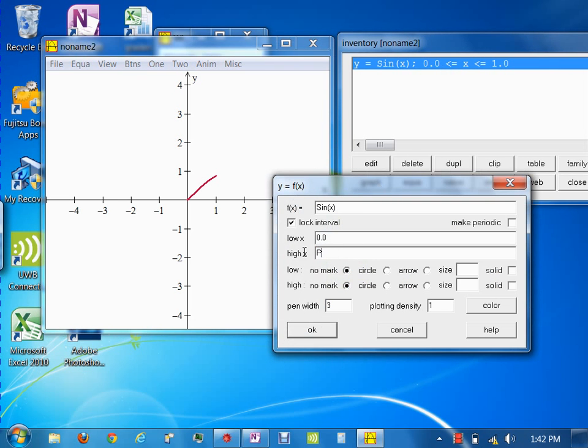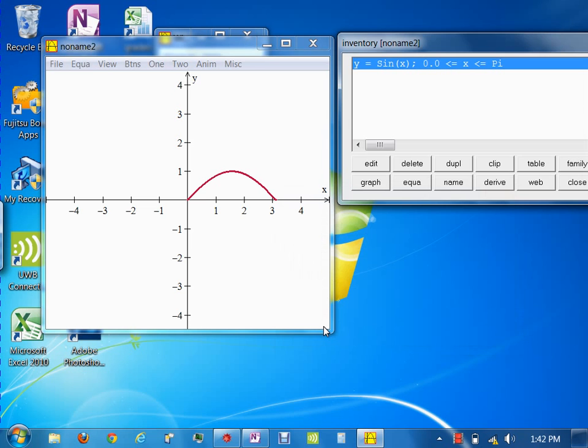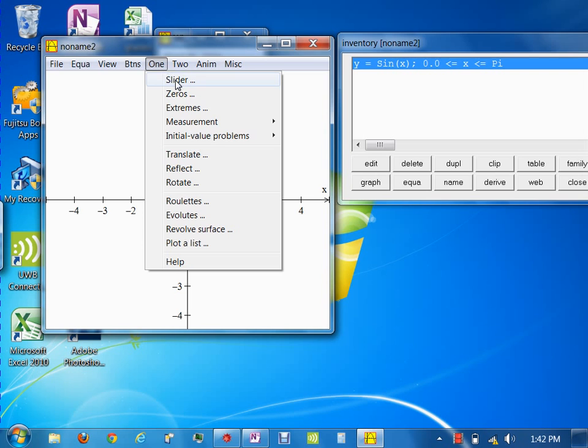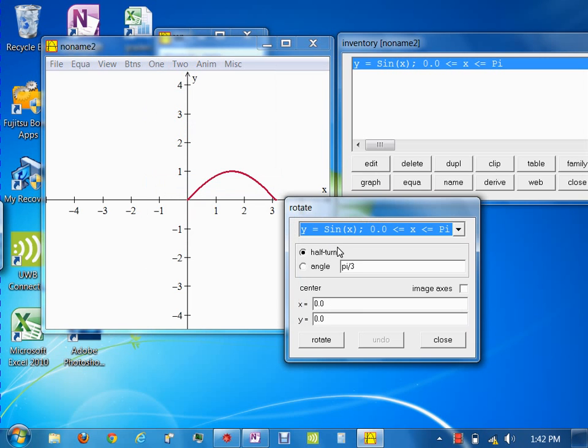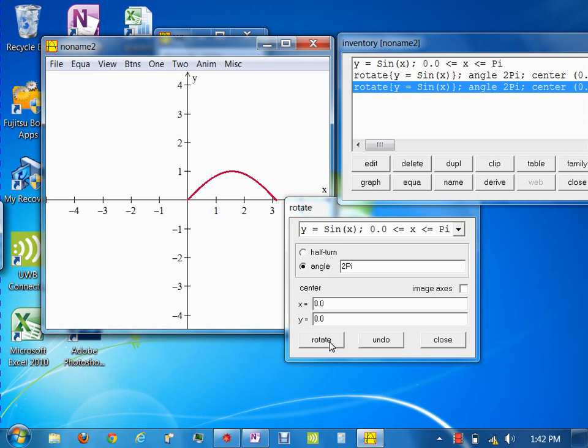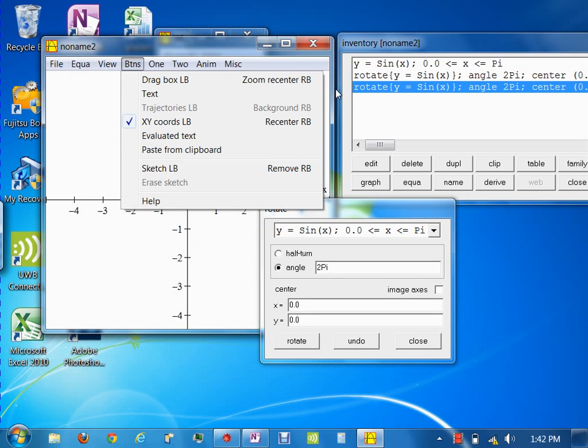0 to pi. There we go. Okay, so that's the graph, right? Let me see if I can get this to work. I want to rotate. Yeah, it's not happening.